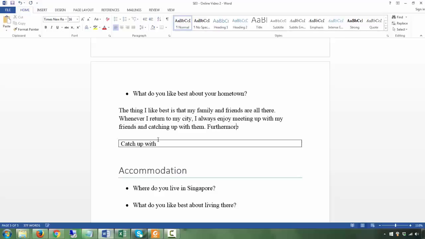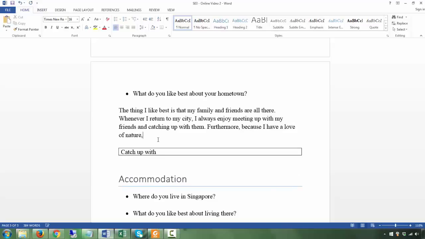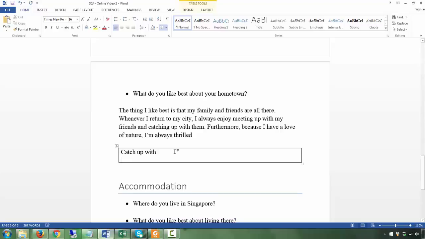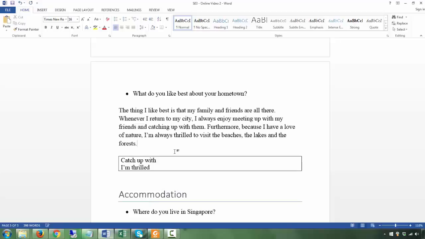Furthermore, I have another linking word, a cohesive device here, to let you know that, hey, I'm going to talk about my second point, an additional point. Furthermore, because I have a love of nature, I'm always thrilled. Again, not just saying you like, but I'm thrilled. Okay, good synonym there. To visit the beaches, the lakes, and the forests. Okay.